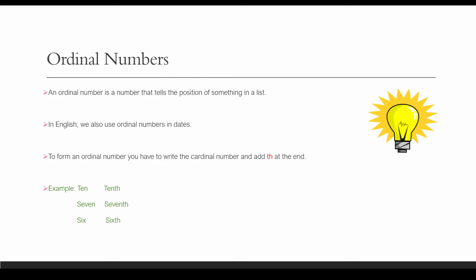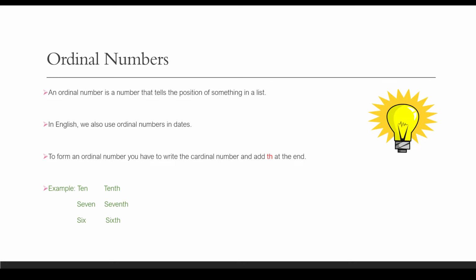In Spanish, an ordinal number is primero, for example, segundo, tercero, cuarto. And a cardinal number, uno, dos, tres, cuatro, etc. Okay? Cardinal number, the number that you already know. An ordinal number is a number that tells the position of something in a race or a list. In English, we also use ordinal numbers in dates.